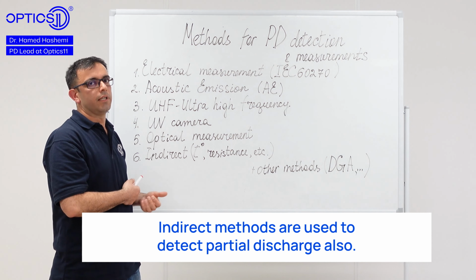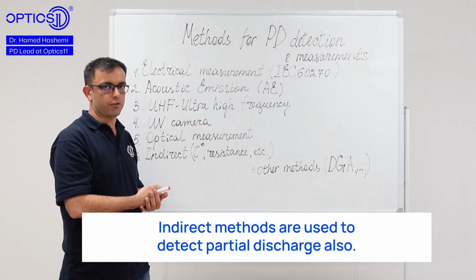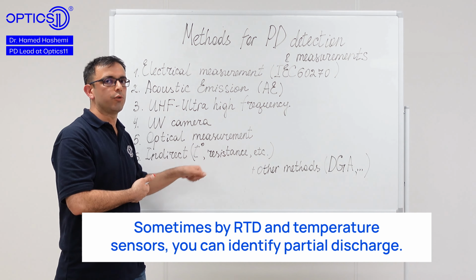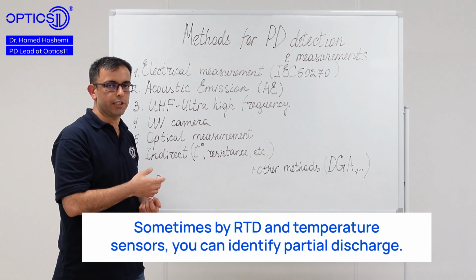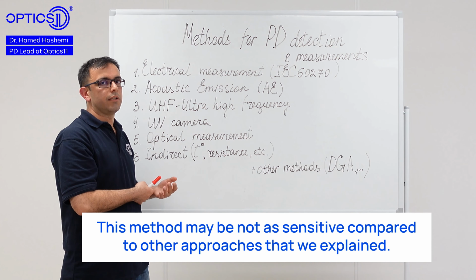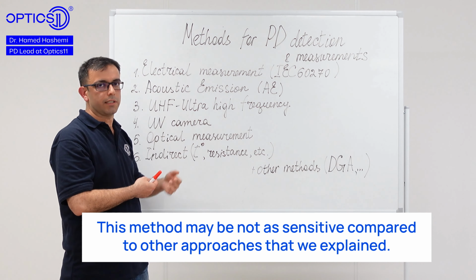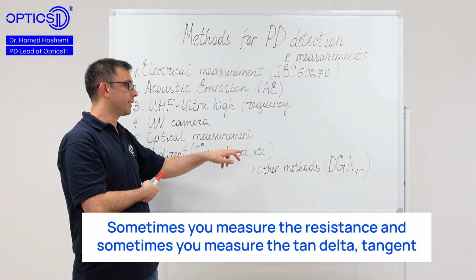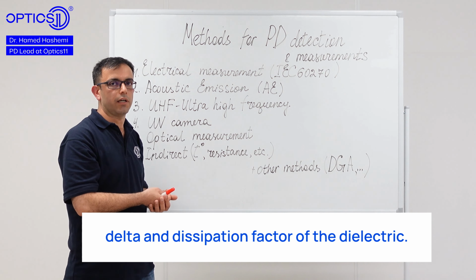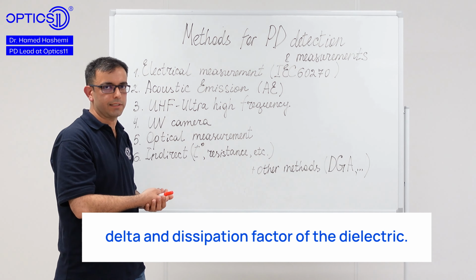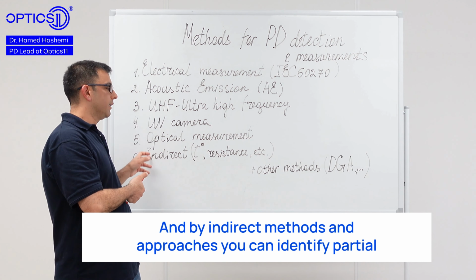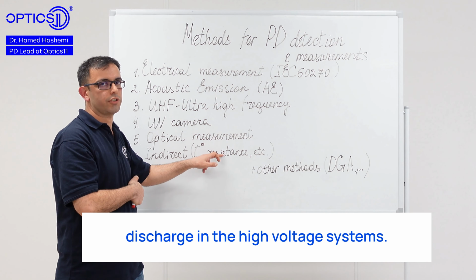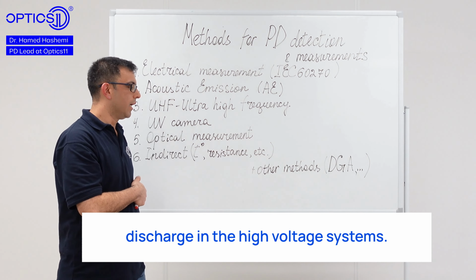Indirect methods are used to detect partial discharge also. Sometimes by RTD and temperature sensors, you can identify partial discharge. These methods may be not as sensitive compared to other approaches that we explained. Sometimes you measure the resistance, and sometimes you measure the tan delta and dissipation factor of the dielectric. And by indirect methods and approaches, you can identify partial discharge in high voltage systems.